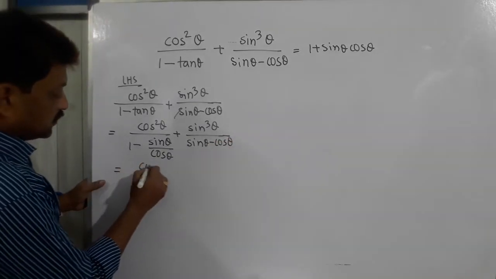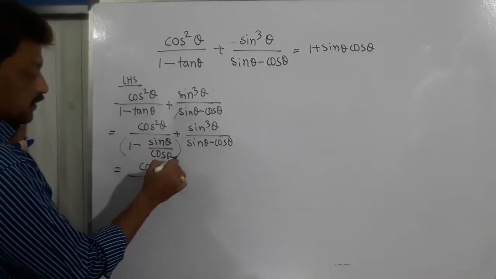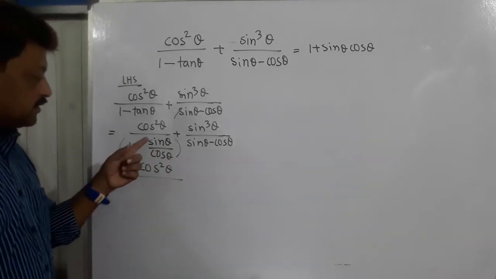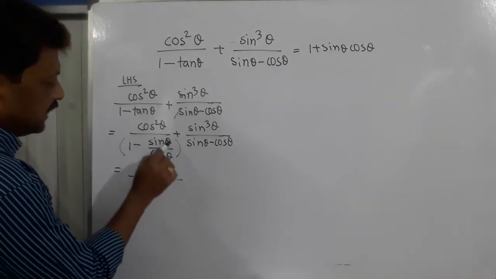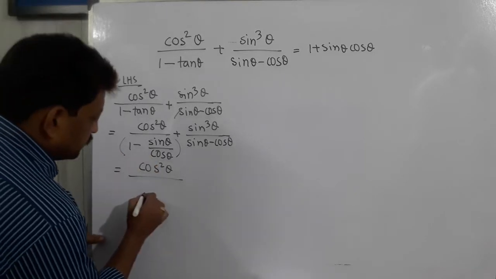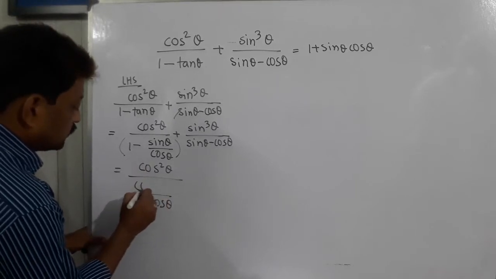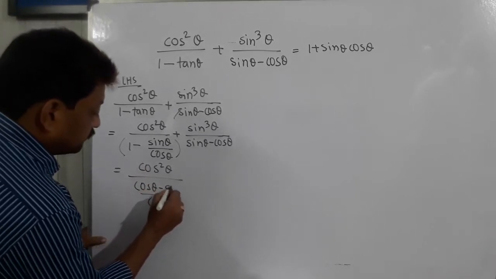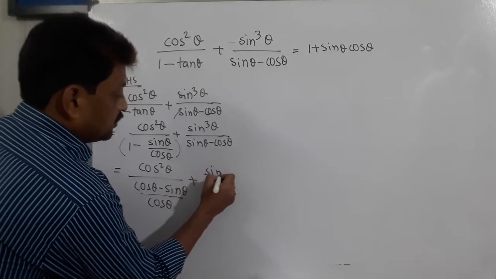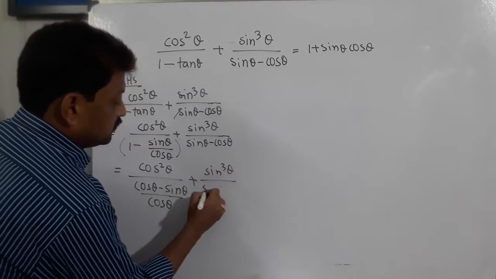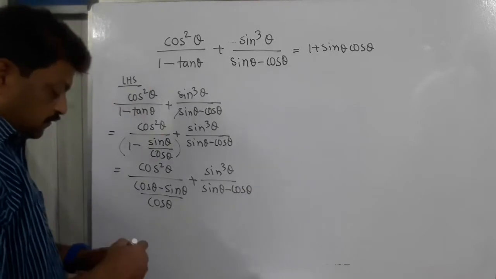Equals cos square theta over the denominator part here. Since it is in the form of the fraction sin theta upon cos theta, we have to use the LCM in simplifying this. So the LCM is cos theta, and it will be cos theta minus sin theta, plus sin cube theta remains as it is, upon sin theta minus cos theta. Understood? Okay.